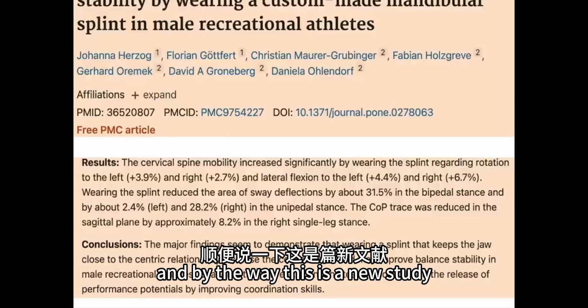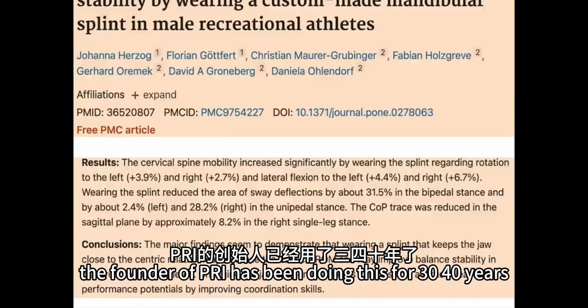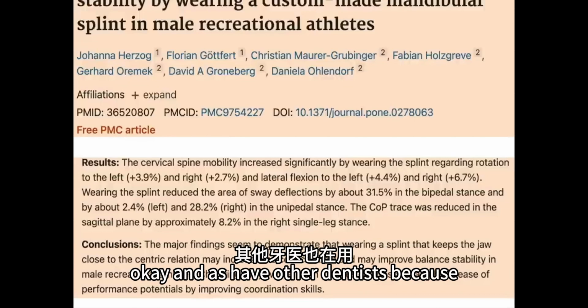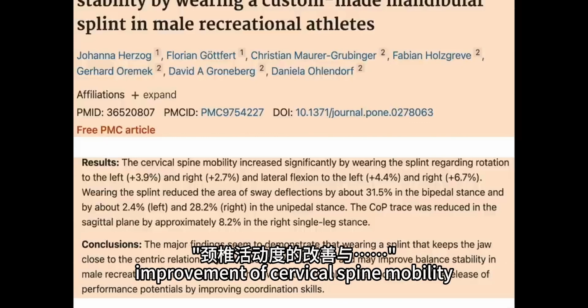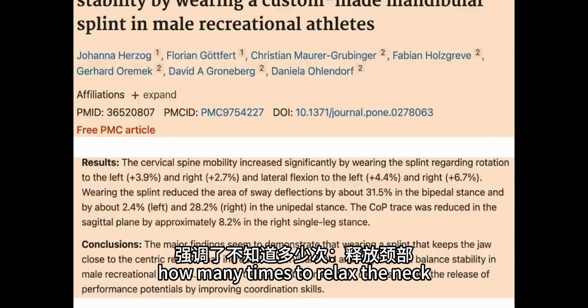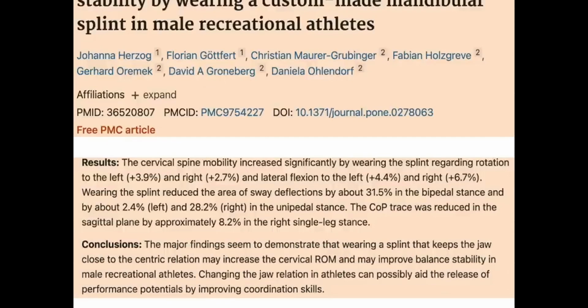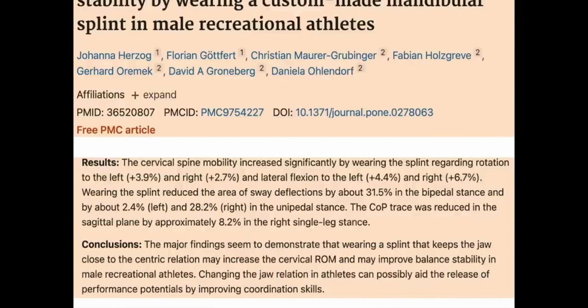And by the way, this is a new study. The founder of PRI has been doing this for 30, 40 years, okay? And as have other dentists, because splints are known to have a lot of benefits. But here's one: improvement of cervical spine mobility. I say that specifically in the video. How many times? To relax the neck. That's why they're used. Improvement of cervical spine mobility and stance.